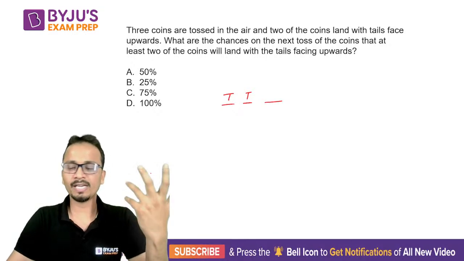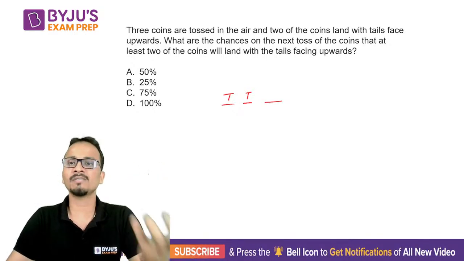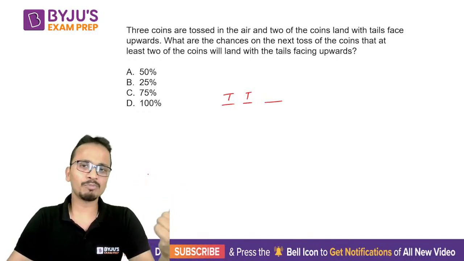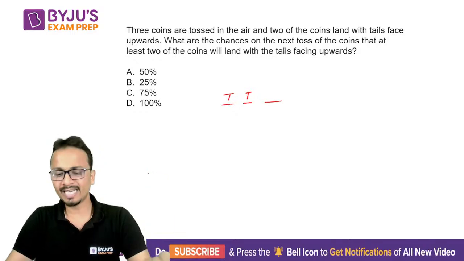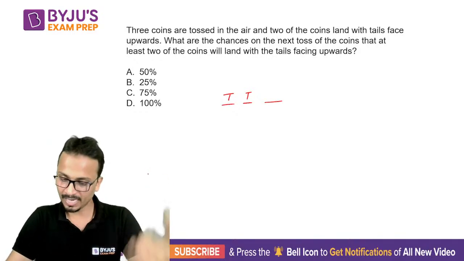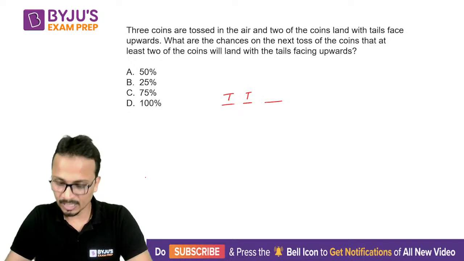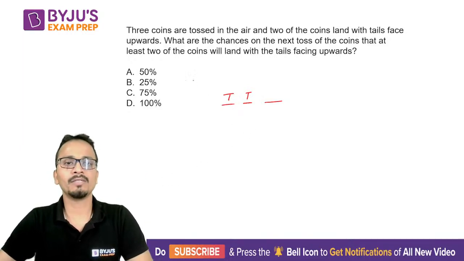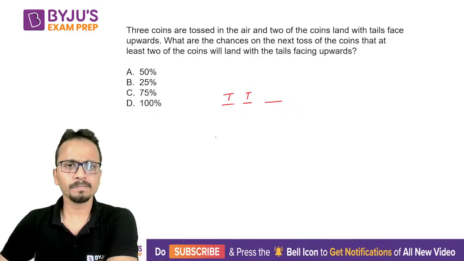So we need to find out the probability, the chances that the next coins will land with the tail facing upwards. The probability of tail is half, and the probability of head is half. Yes, so Ria has just made the cases. I'll write these cases down.